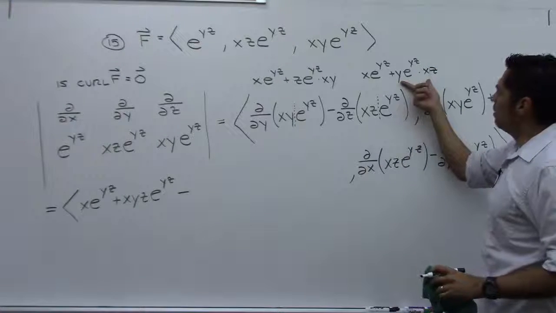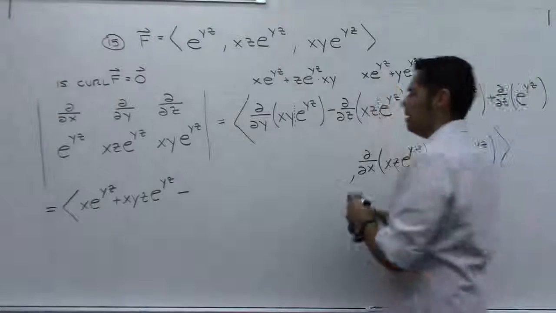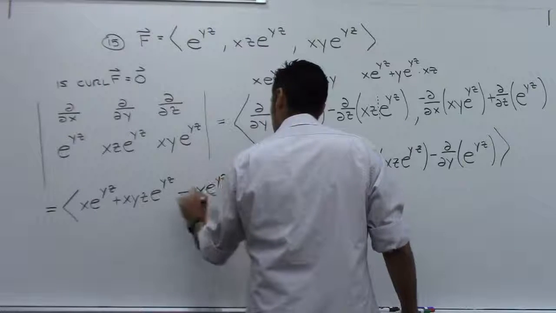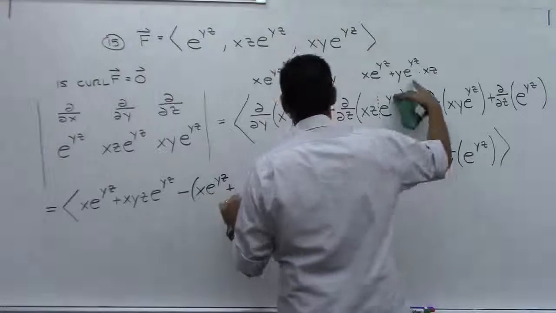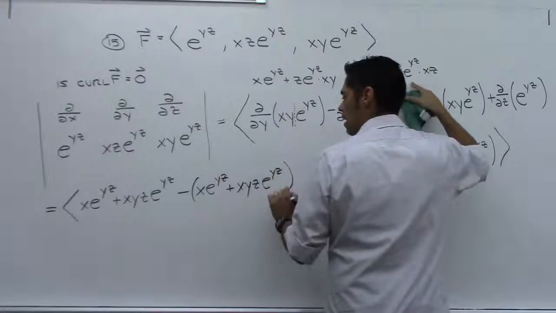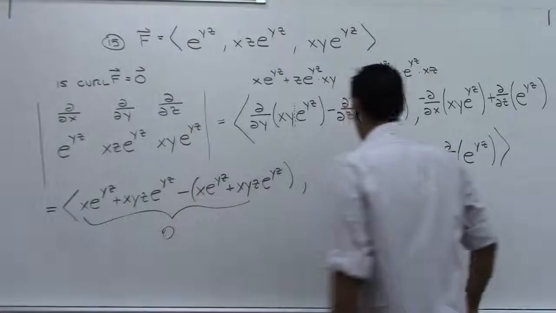And so you put those together, you get xyz e to the yz, and then you have x e to the yz. So minus x e to the yz plus xyz e to the yz. And these are exactly the same, so those are going to cancel out. That's 0. That's good.